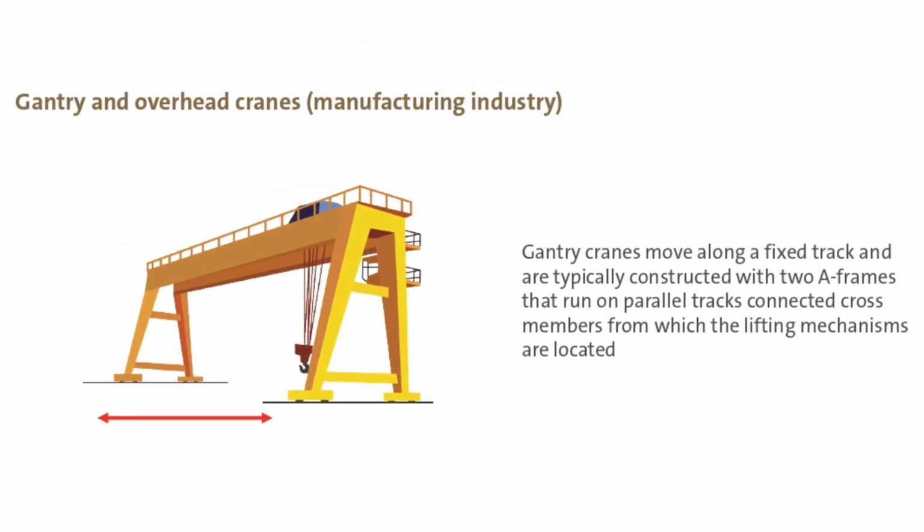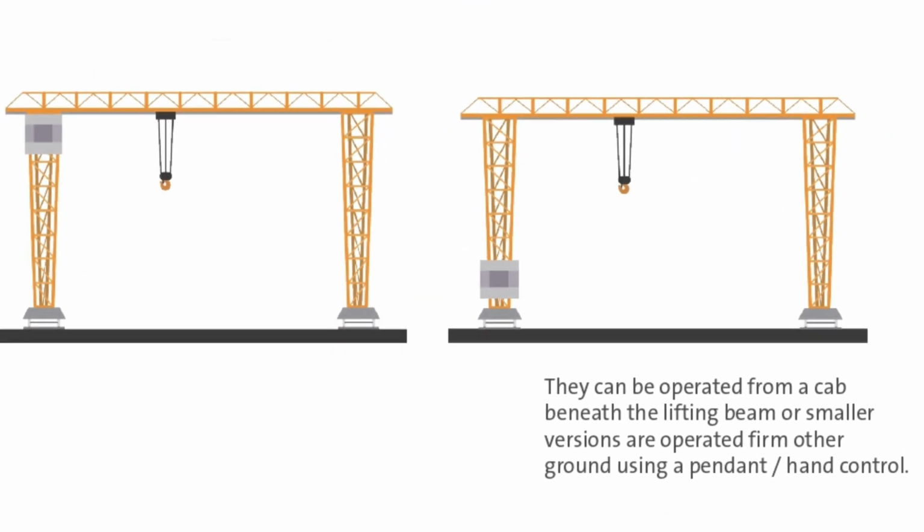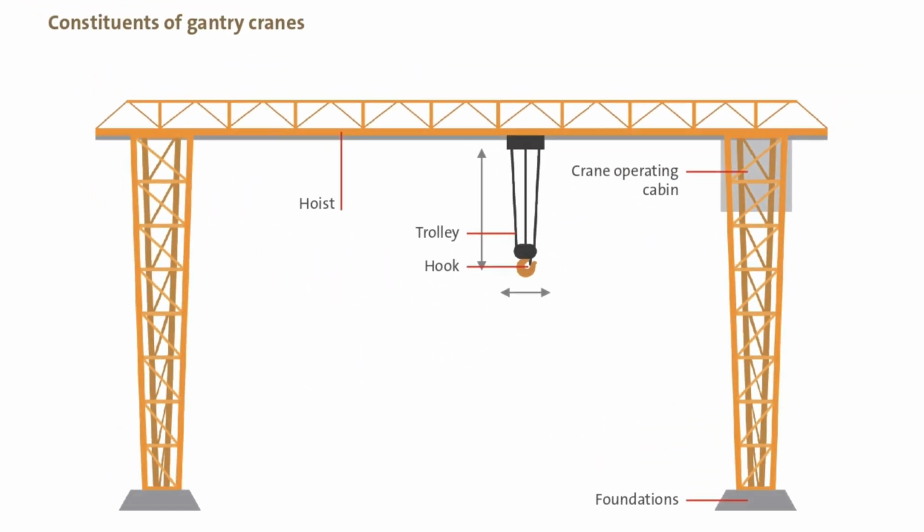Gantry and overhead cranes. Manufacturing industry. Gantry cranes move along a fixed track and are typically constructed with two A-frames that run on parallel tracks connected cross members from which the lifting mechanisms are located. Overhead cranes differ in that the cross member moves along a fixed overhead track and are often located inside large workshops or industrial units. They can be operated from a cab beneath the lifting beam, or smaller versions are operated from underground using a pendant hand control. Constituents of gantry cranes: hoist, trolley, hook, crane operating cabin.